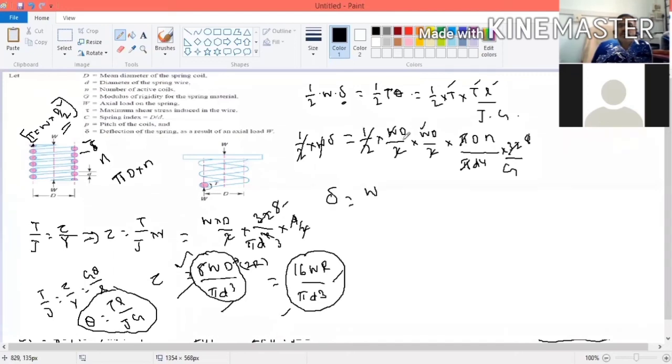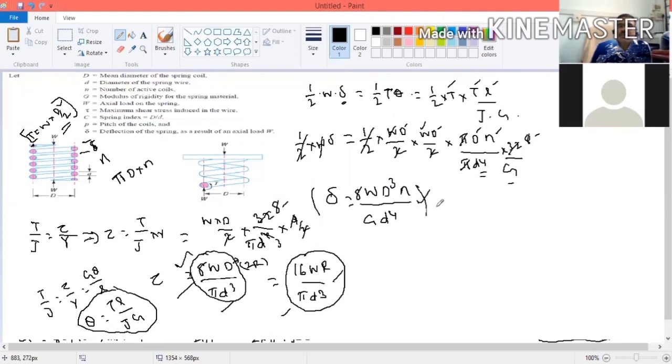We have one W, and D, 1, 2, 3 D's. So W D cube and one N. N W D cube N, and the 8 is there, so you put 8 also. 8 W D cube N divided by G into D power 4. So this is an equation. Here delta is equal to 8 W D cube N by G D power 4.